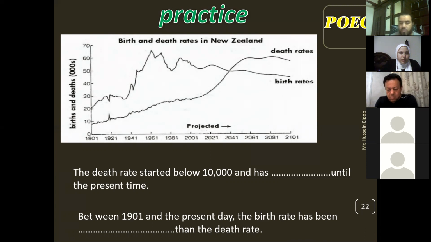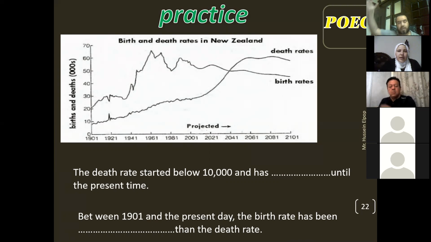The death rate started below 10,000. If you look at the line graph, you're going to say it's below 10,000 and has increased. Increased. Okay. I don't want you to say it has an increase. I would like you to describe it.